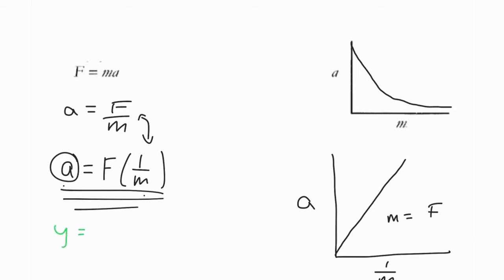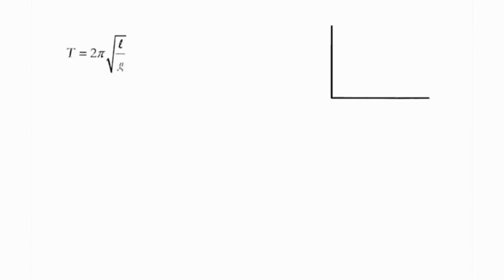Right? We have y equals mx. Here's my y. This is what's plotted on my x. What remains is my slope. And in this case, it's F. So my slope here would be F when I get this straight line graph. So when we have inverse relationships, we do need to plot something different in order to get the slope line.